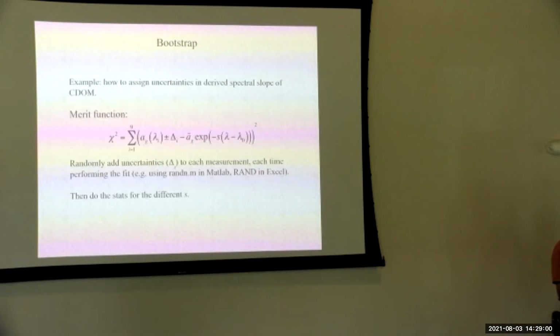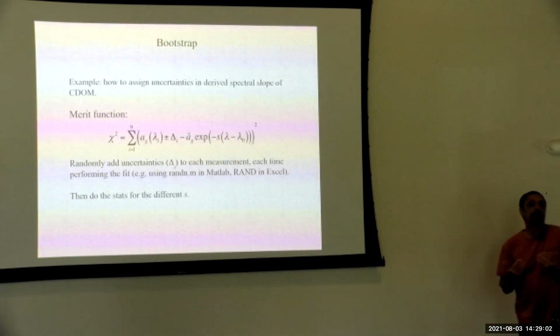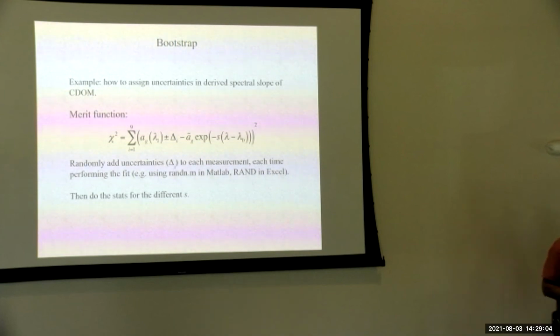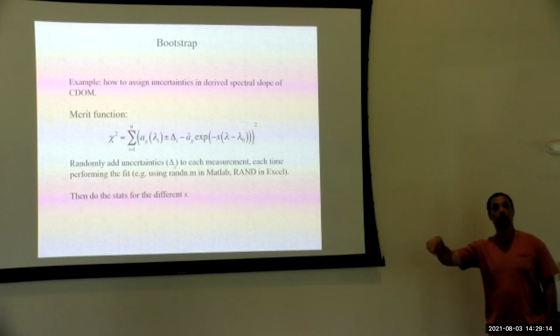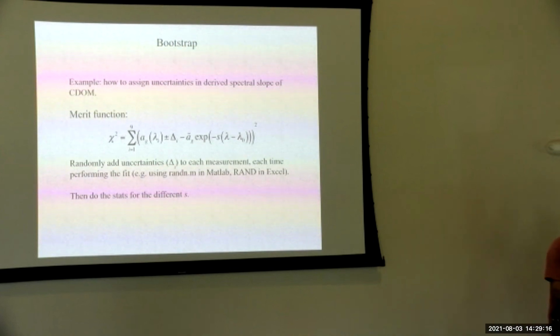And this will help you also know how well you can predict certain parameters. So you can use RAND in Excel or randn in MATLAB to get random numbers to help you sample from the distribution.